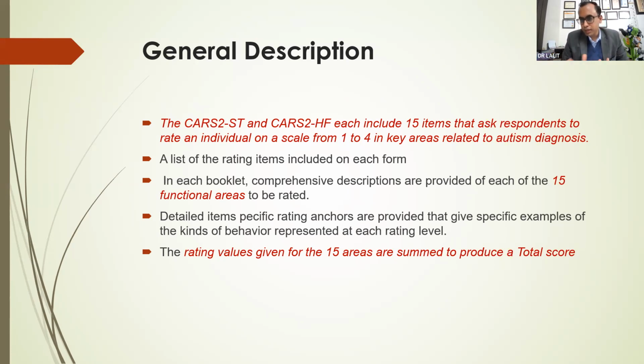So a list of ratings is included in this form. Then depending upon that, you have to categorize them, whether it is mildly abnormal, moderately abnormal, or severely abnormal. You are giving a score of 1 to 4 on those 15 different items, and those raw scores are then calculated together to form the total raw score. Now, depending upon that total raw score, the child will be characterized as mild to moderate, moderate to severe, or no autism symptoms.